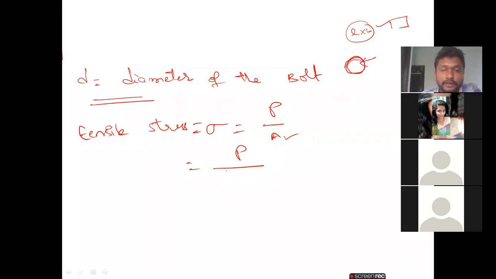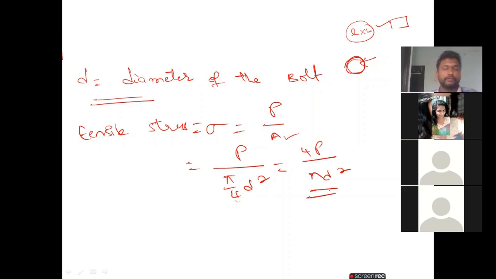Pi by 4 d square. Yes, pi by 4. When you send this 4 value to the numerator, that is 4P by pi d square. Same like this, this is a tensile stress.